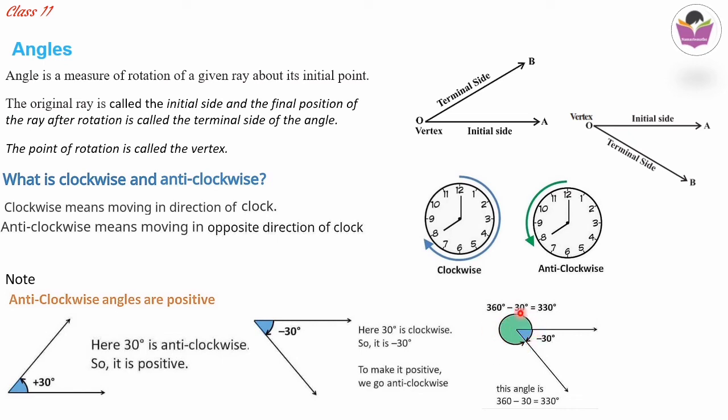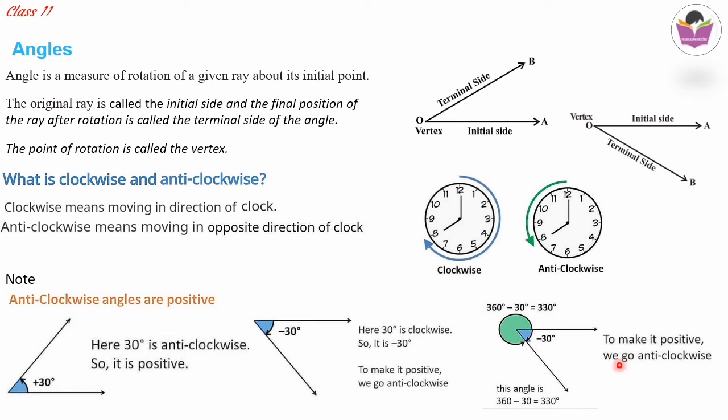Around a circle or around a point, the total angle is 360 degrees. From 360 degrees, if you remove this 30-degree portion, we get 330 degrees. So the angle is 360 minus 30, which is equal to 330 degrees. This is the way we make a negative angle into a positive angle. Here, minus 30 degrees is there; if you subtract 30 from 360, we get 330 degrees, which is the positive value.